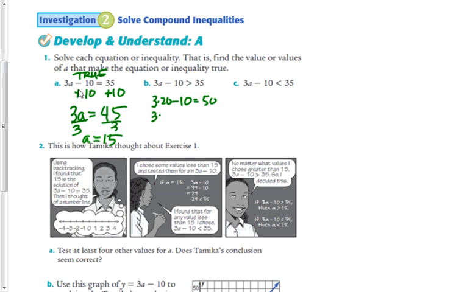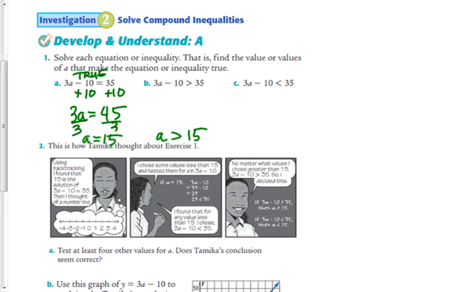3 times 15, let's check that, minus 10, that's 45 minus 10 equals 35. So that is not greater than 35. So 3 times 16 is 48 minus 10 is 38. So my first whole number that works is 16. But also since 3 times 15 minus 10 is exactly 35, anything like 15.1, 15.2, those would also work. So I can see that the numbers that work are any number greater than 15.